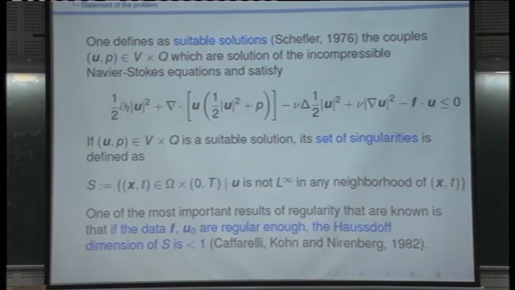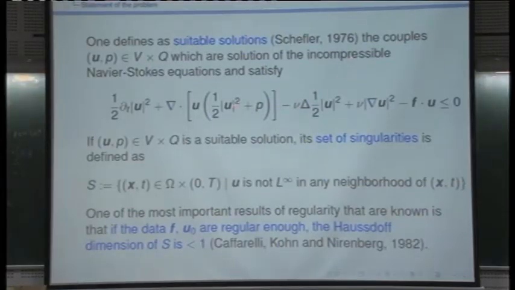So that's the best result we have, which is due to Caffarelli, Kohn, and Nirenberg. Caffarelli is a very good mathematician. That definition is a mathematical definition, but comes from physical inspiration. That's the entropy inequality. Scheffer realized that, and it's a nice paper. I read it because it's nice and it's not difficult to read. That condition is the appropriate entropy condition to guarantee uniqueness in the case of the Navier-Stokes equations.